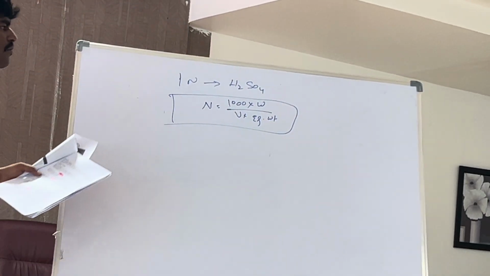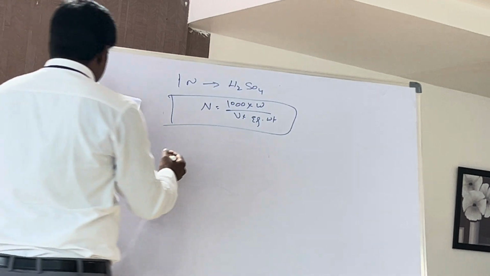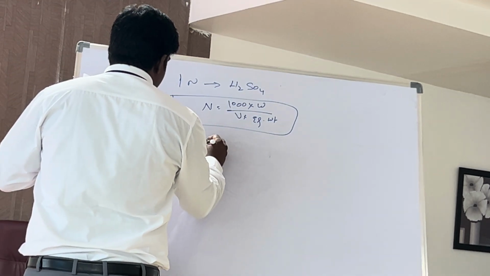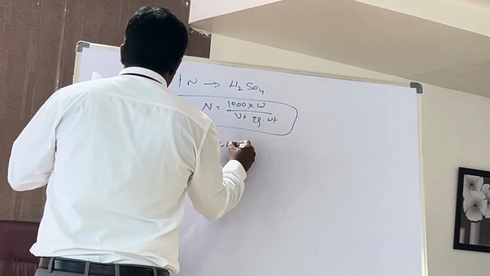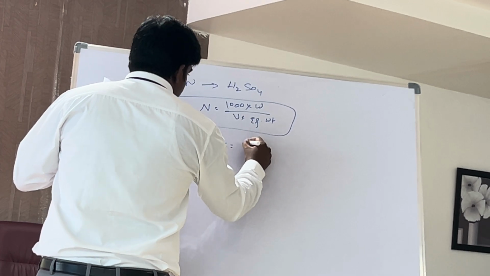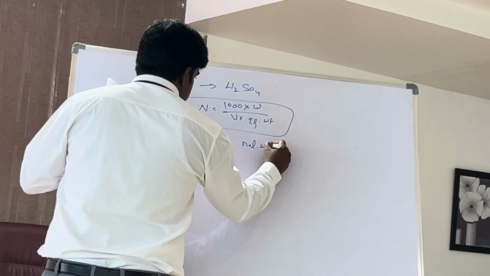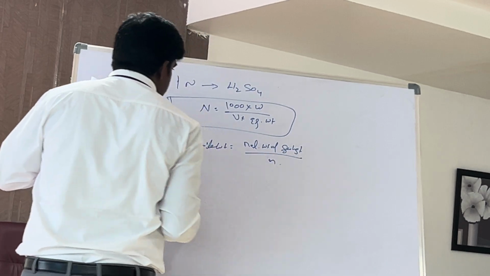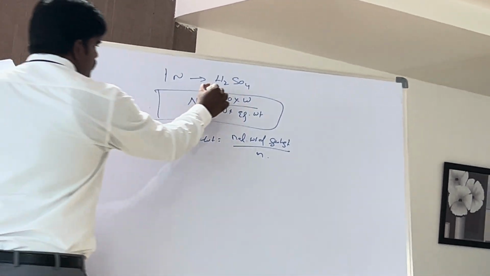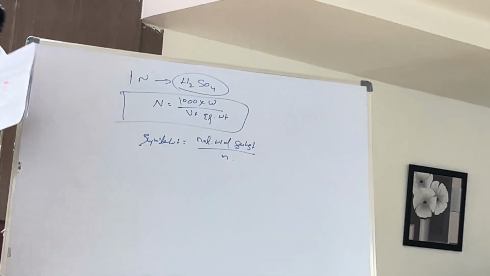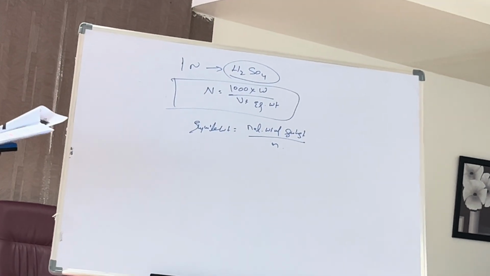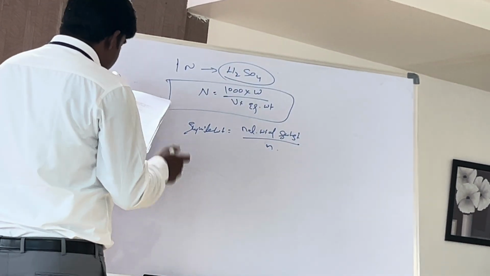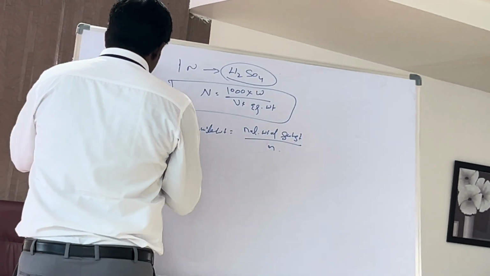And there is also a formula for equivalent weight: molecular weight of the substance divided by N. Here our target is to prepare H2SO4. So if you want to prepare the H2SO4, first you need to get the equivalent weight.